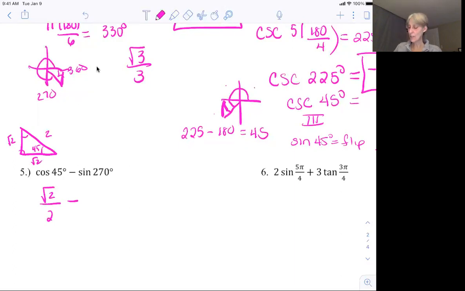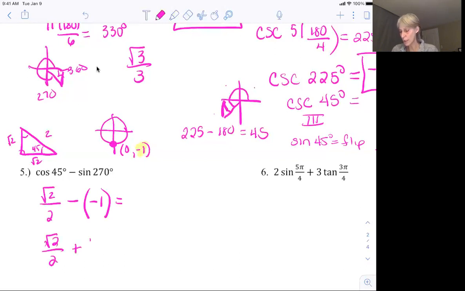minus the sine of 270. Now here's where you have to recognize 270 is a quadrant angle. 270 is here. It's the point 0, negative 1. So the sine is going to be the y value. The sine, so radical 2 over 2 minus negative 1. We get radical 2 over 2 plus 1.